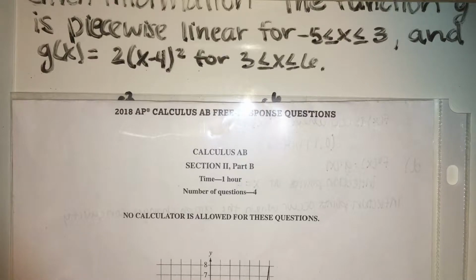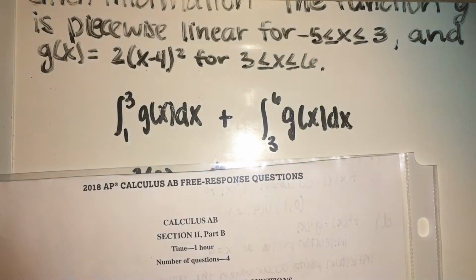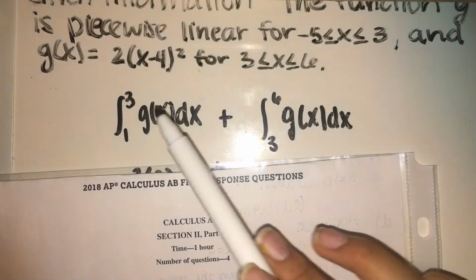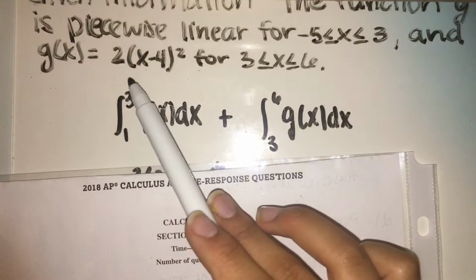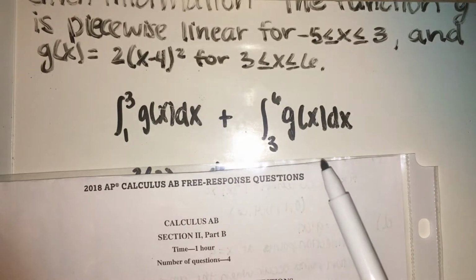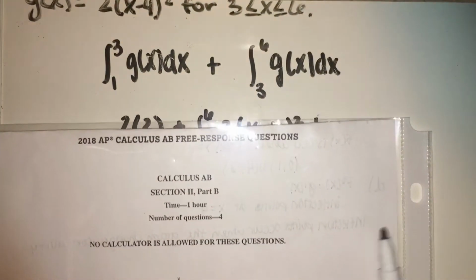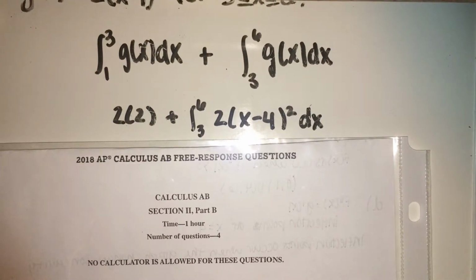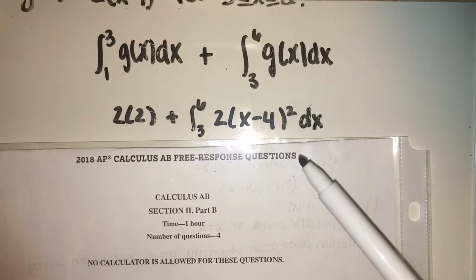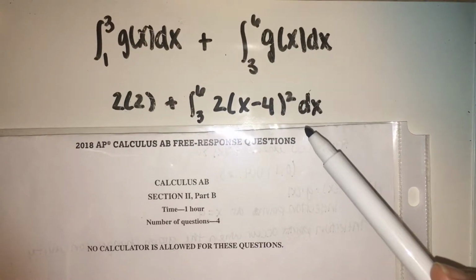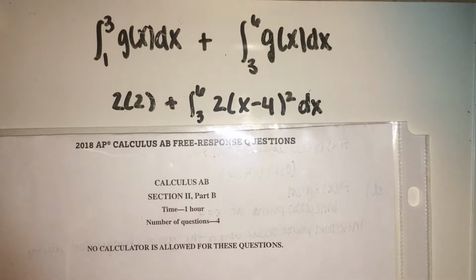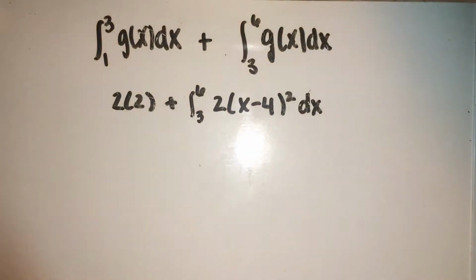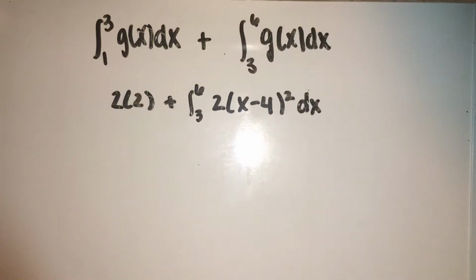Also, for the second integral, it's very easy to tell how we set this up. From 3 to 6, we're just going to plug in this given information, 2 times quantity x minus 4 squared, into g of x dx. And we're going to get 2 times 2 plus the integral from 3 to 6 of 2 times quantity x minus 4 squared dx, which is how we're going to calculate this. Of course, we already know that 2 times 2 is equal to 4.